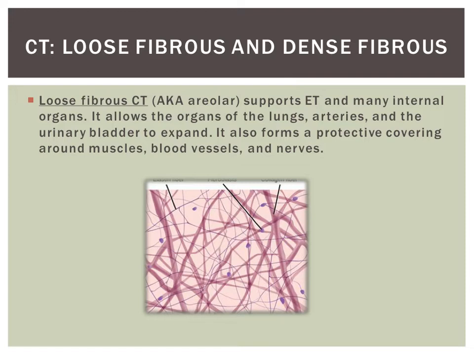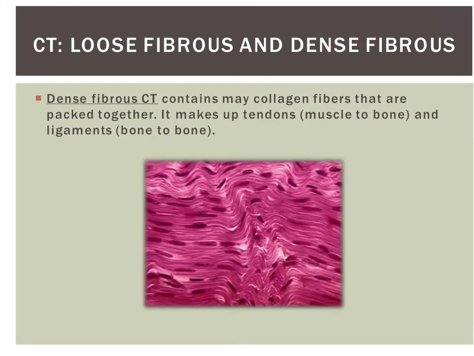So look at the difference in that one and this one. Dense fibrous is made of collagen fibers, and they're very closely packed together. So you can see there's not a lot of matrix here that you can see. So dense as opposed to loose. This makes up tendons, which connect muscle to bone, and ligaments, which connect bone to bone.